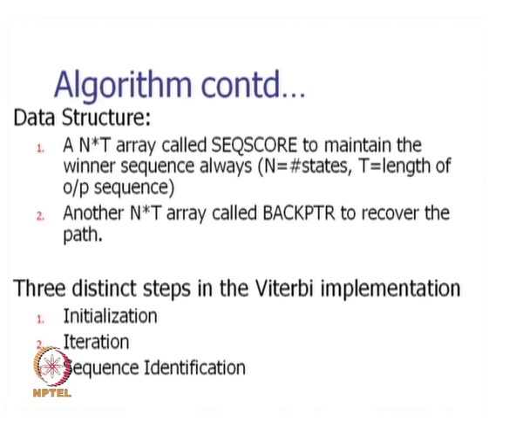For this algorithm, we have a data structure, which is an N by T array called sequence score, to maintain the winner sequence always. N is the number of states, so N rows, and T is the length of the output sequence, so the number of columns would be equal to T plus 1. There is another N by T array called back pointer to recover the path. So, the three distinct steps in the Viterbi implementation are initialization, iteration and sequence identification.